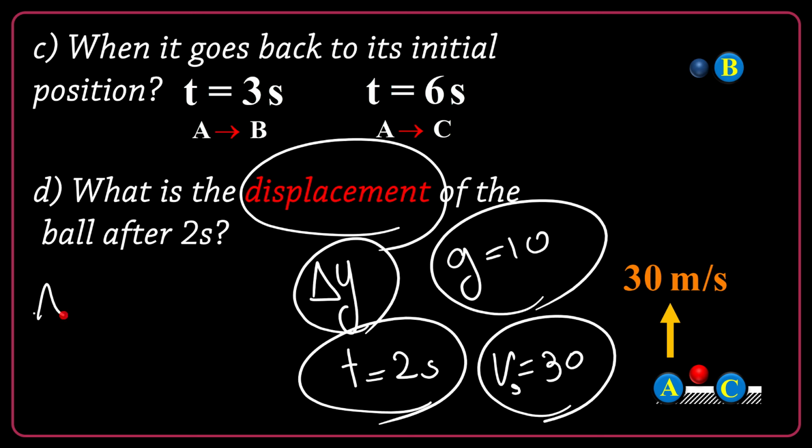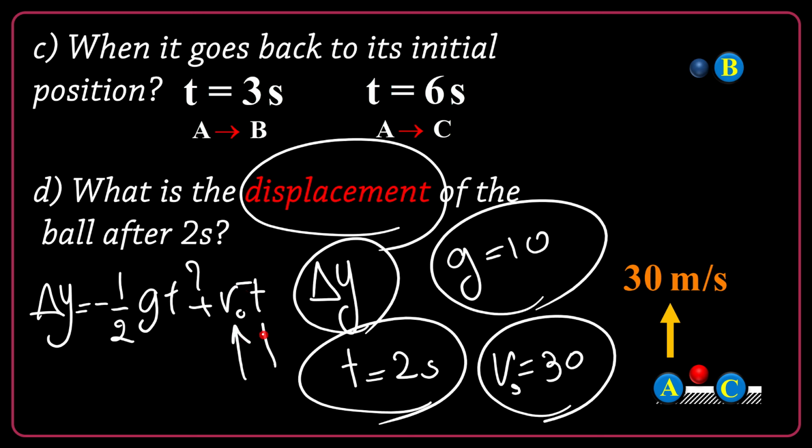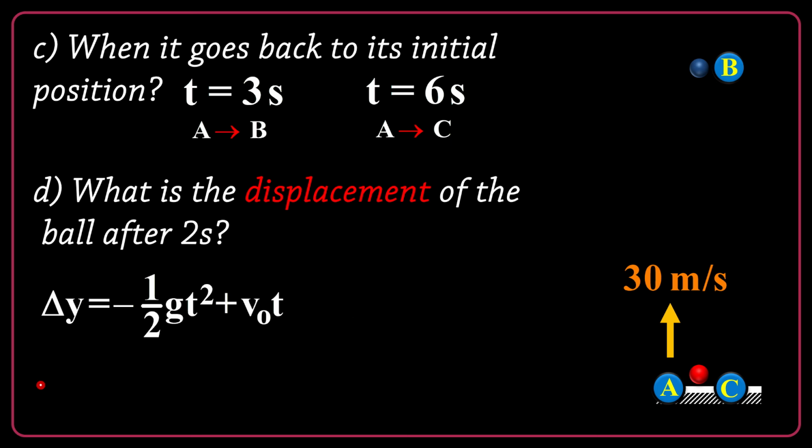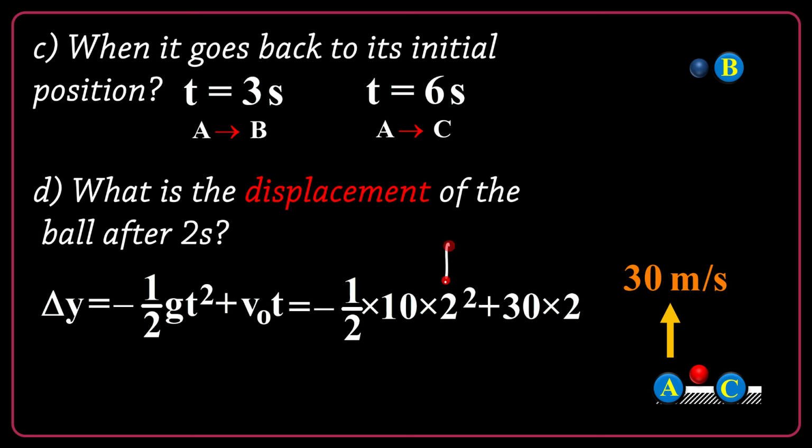I think we can write again delta y equals negative a half of gt squared plus v naught t. You see that I have v naught here, I have t here, and I know the g. So finally I will find delta y. It's very easy. Let's plug in the values. t must be 2 seconds. Here it is raised to the power of 2. Here is just 2. This term will be 60, and this term will be 20. Negative 20 plus 60 will be 40.